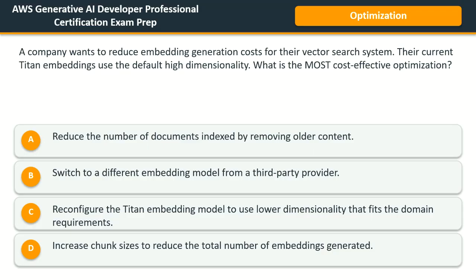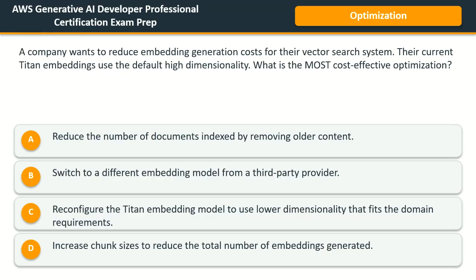cost. For many focus domains, 384 or 512 dimensions perform just as well as 1024 without the extra expense. That is exactly what option C describes. You are optimizing cost without changing models, without degrading the system, and without throwing away data. That is why C is the correct answer.